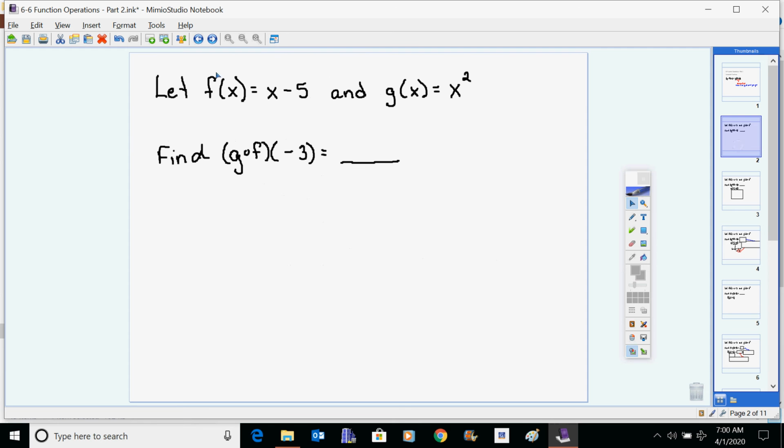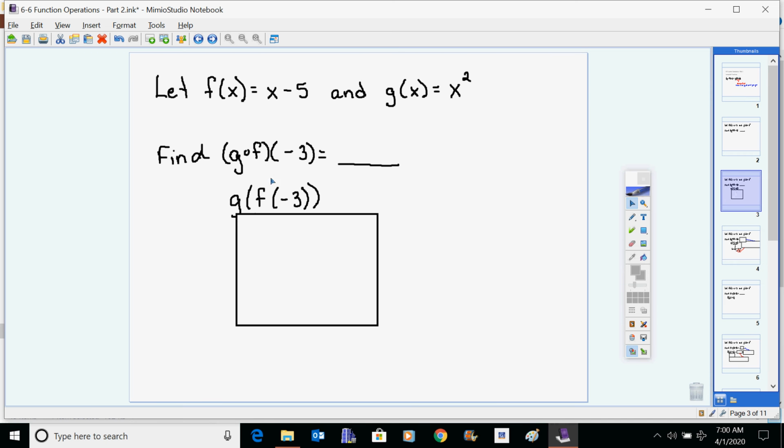Now, you have to have two functions that are defined, so we've got f of x defined as x minus 5 and g of x defined as x squared. And we're supposed to find g of f of negative 3, the composite function g of f, and apply it to negative 3.